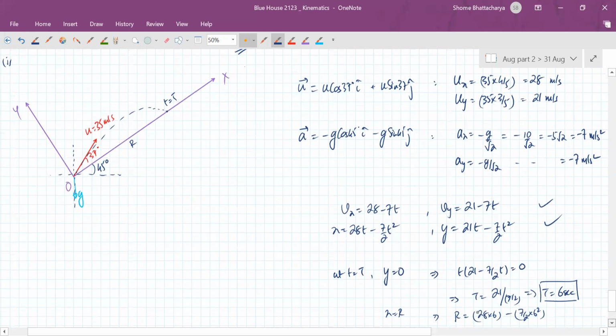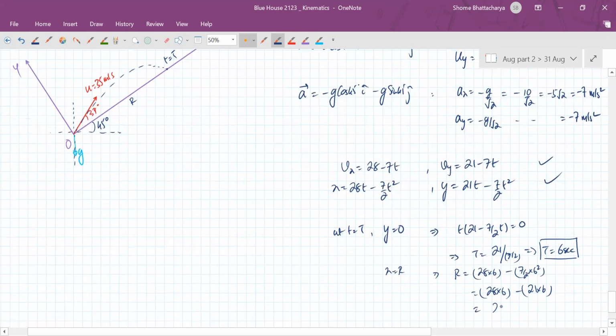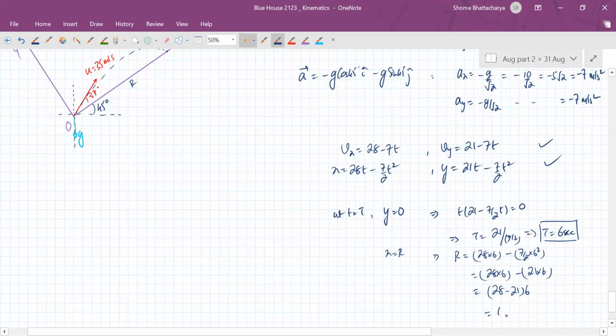Let's see where that leaves us. Okay. So 28 into 6 minus 21 into 6. 7 into 18 is the same thing as 21 into 6. So we can take 6 common. So I should get the range as 42 meters.